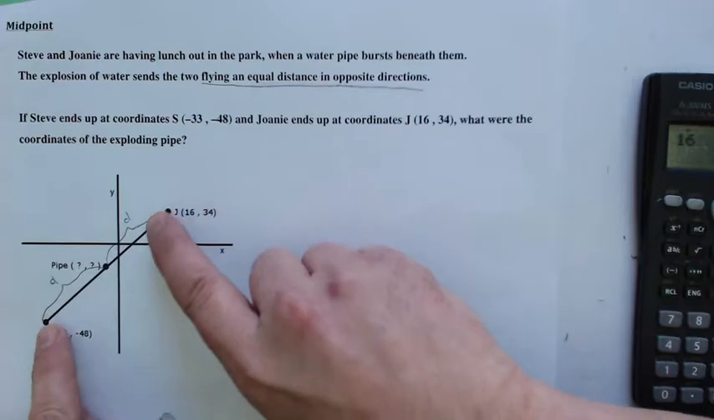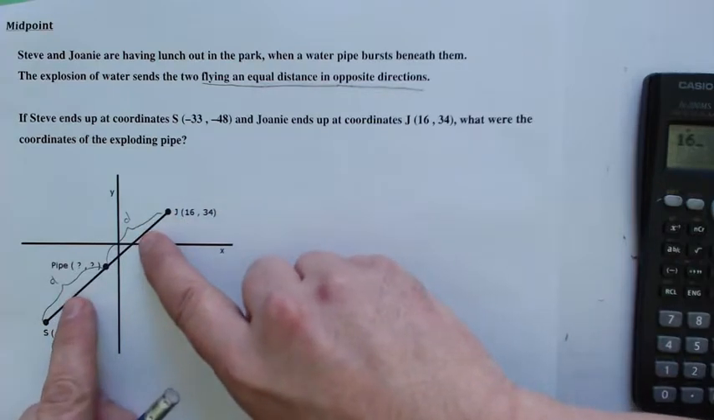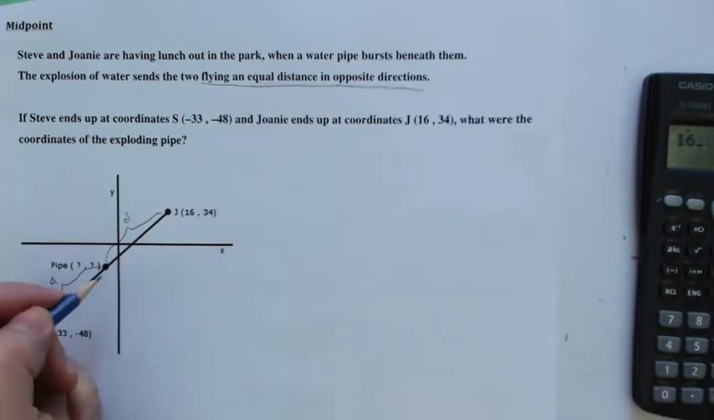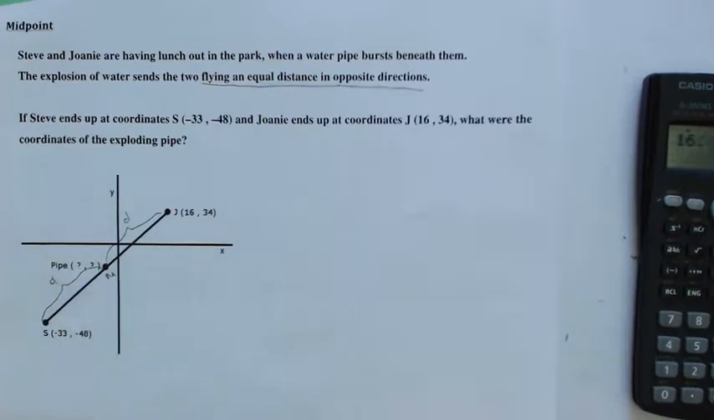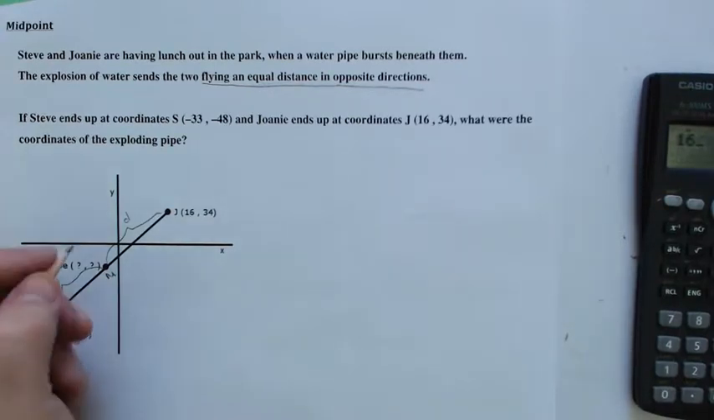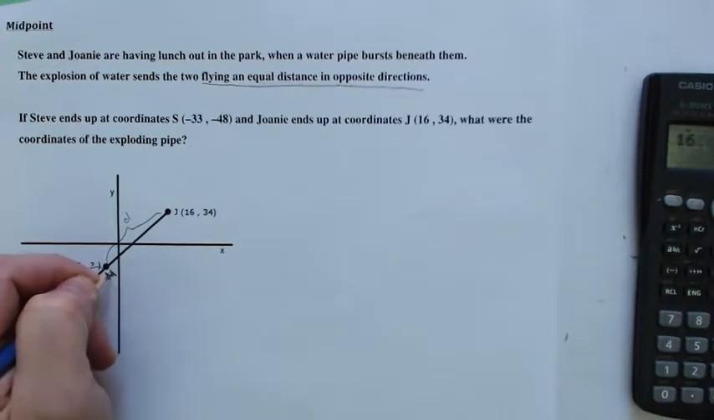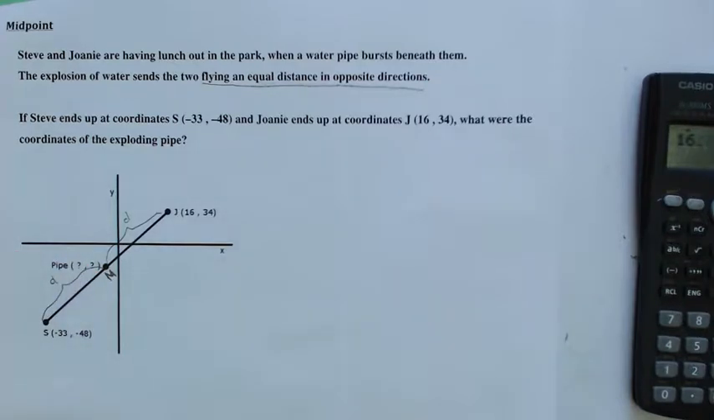Because of that, this distance is the same as this distance, that makes this, the point where they were eating, where the pipe exploded, the midpoint. So that's my M right in there in case you couldn't quite make that out. And so really now we just have to apply the midpoint formula to the points that are here.